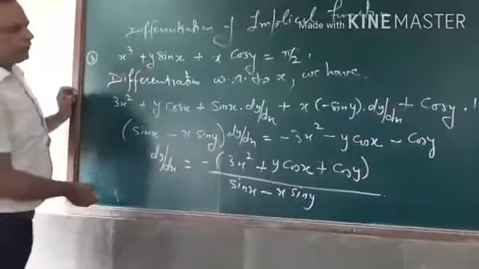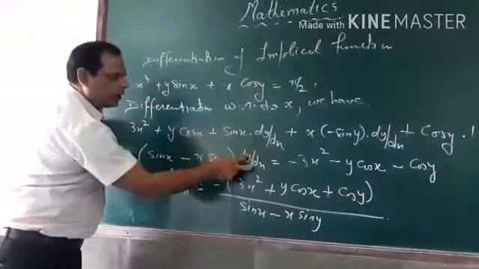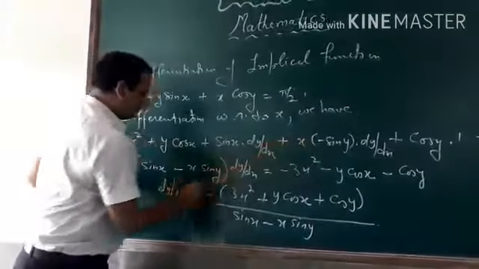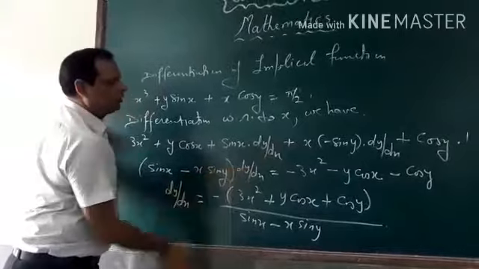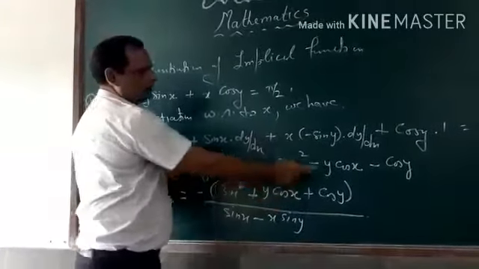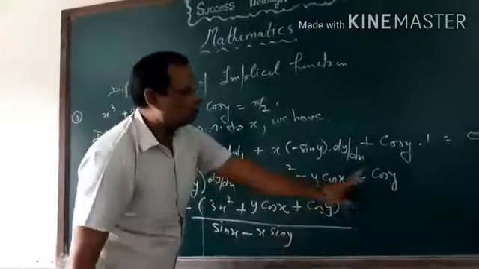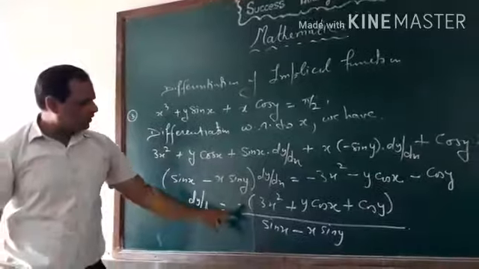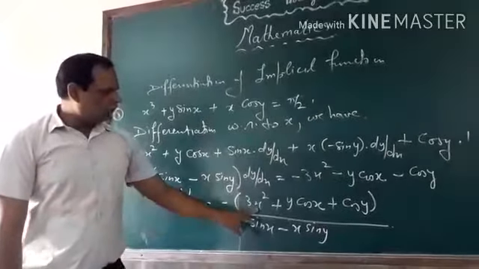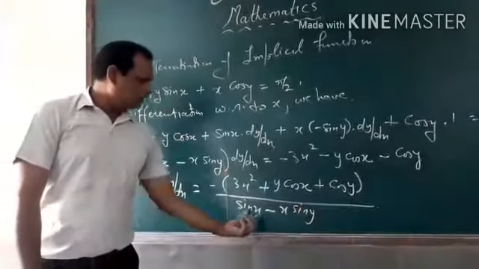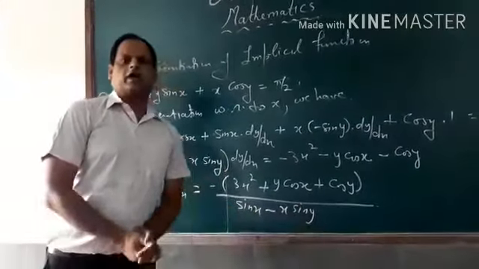Now we collect all the dy upon dx terms. So dy upon dx, sin x minus x sin y, dy upon dx equal to minus 3x square minus y cos x minus cos y. So the value of dy upon dx is minus common, 3x square plus y cos x plus cos y, divided by sin x minus x sin y.